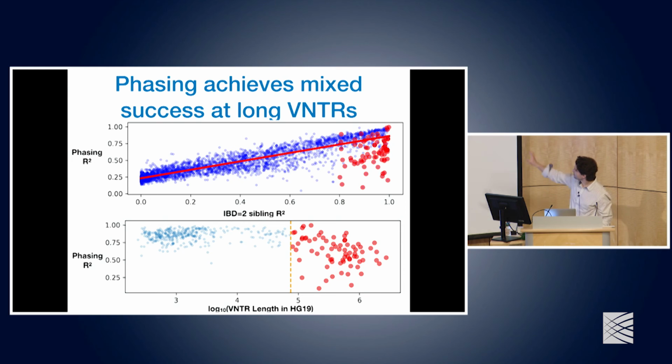Here's that same high IBD2 greater than 0.8 part of the plot, but here I've plotted the log VNTR length versus the phasing accuracy. You can see it does well for a while, and then once the VNTR is long enough, results are all over the place. Okay, so a different approach might be required for these loci.